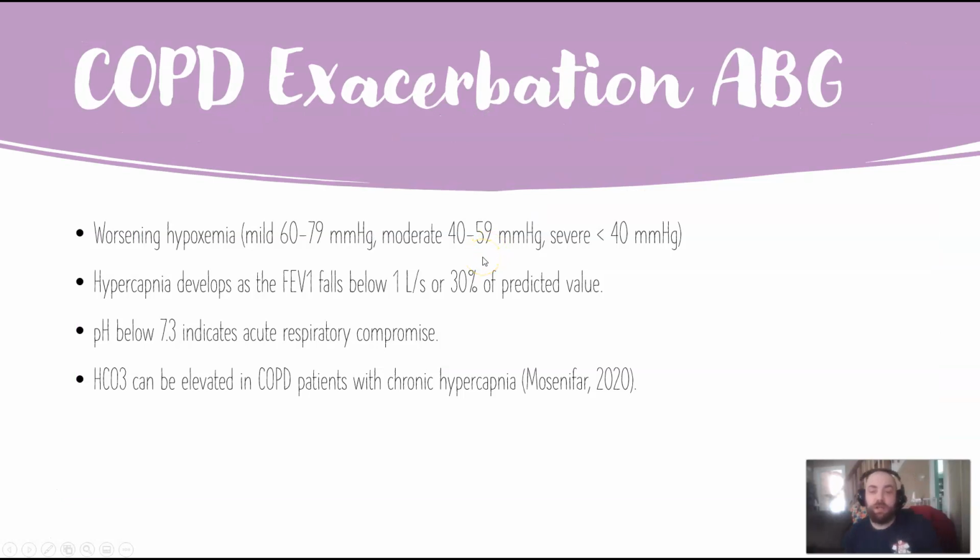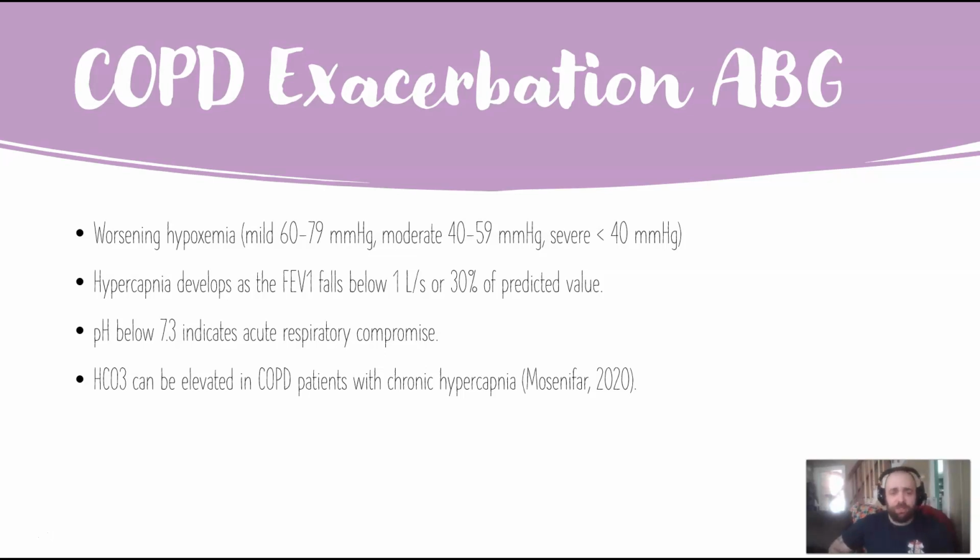So what can we see on an ABG with COPD exacerbation? A lot of COPD patients have a mild level of hypoxemia as it is, but in cases of an exacerbation, you're going to have worsening levels of hypoxemia. So mild hypoxemia is characterized as 60 to 79 millimeters of mercury. Moderate is 40 to 59, and severe is less than 40.